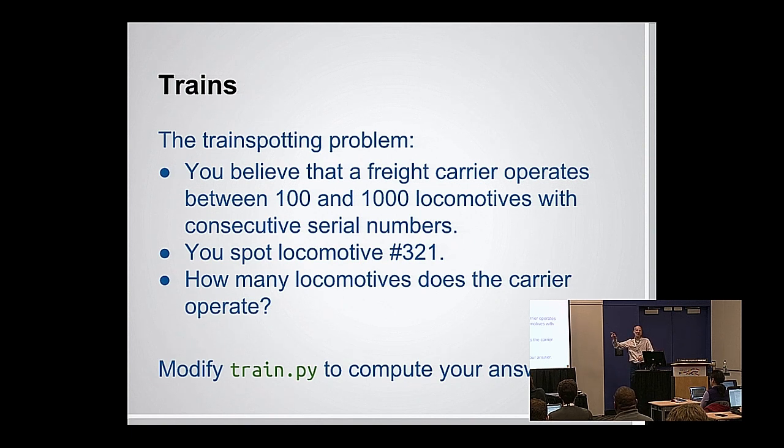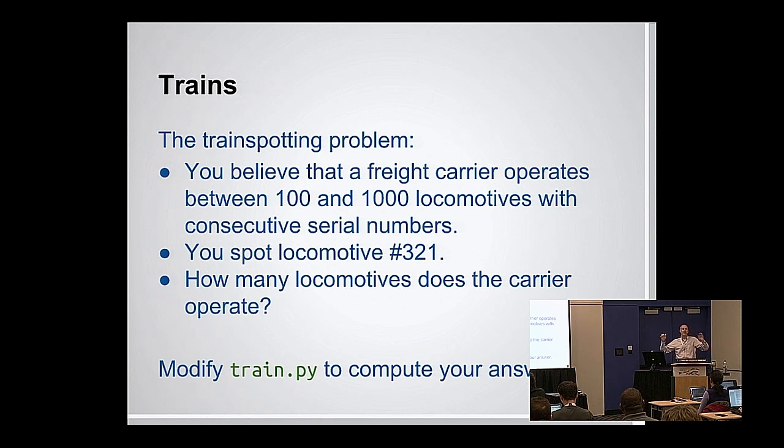Train spotting problem. This, by the way, has nothing to do with heroin. Train spotting used to be a legitimate hobby where you would go down to the rail yard and you would read the numbers off the locomotives, and sort of like collecting cards, you would keep track of what you had seen, or birds. If I've seen a red-throated warbler. I don't know.